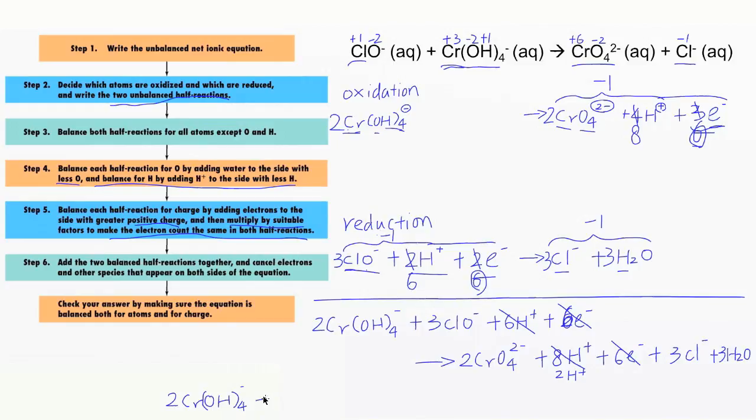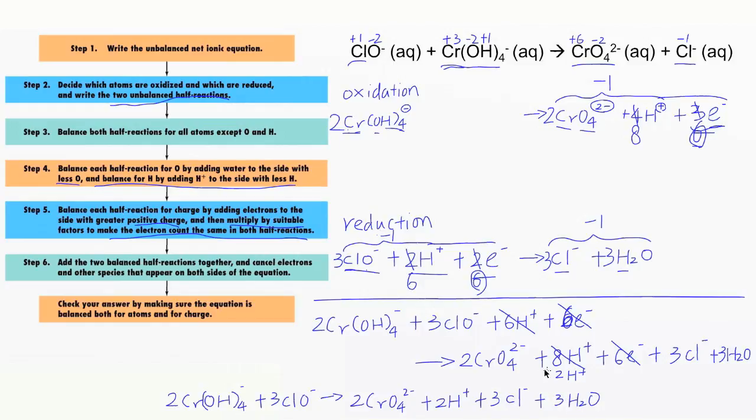2Cr(OH)4 minus plus 3ClO minus, that's it on the reactant side. And then for the product side, that would be 2CrO4 2 minus plus 2 protons. Okay, you have 2 protons left after you cancel the 6 protons, plus 3 chloride and 3 water molecules.